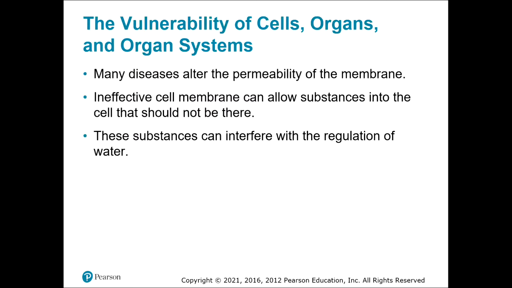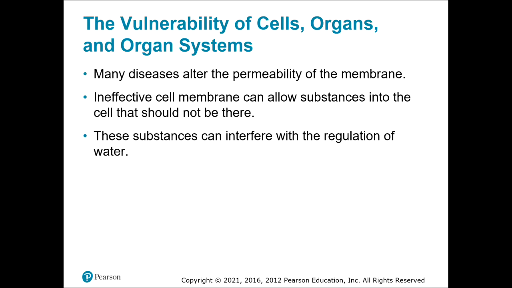So, the vulnerability of cells, organs, and organ systems. Many diseases alter the permeability of the membrane. An ineffective cell membrane can allow substances into the cell that shouldn't be there. These substances can interfere with the regulation of water. They can also interfere with metabolism, the effect of mitochondria, or ribosomes. So things that shouldn't be in there are now able to get in.